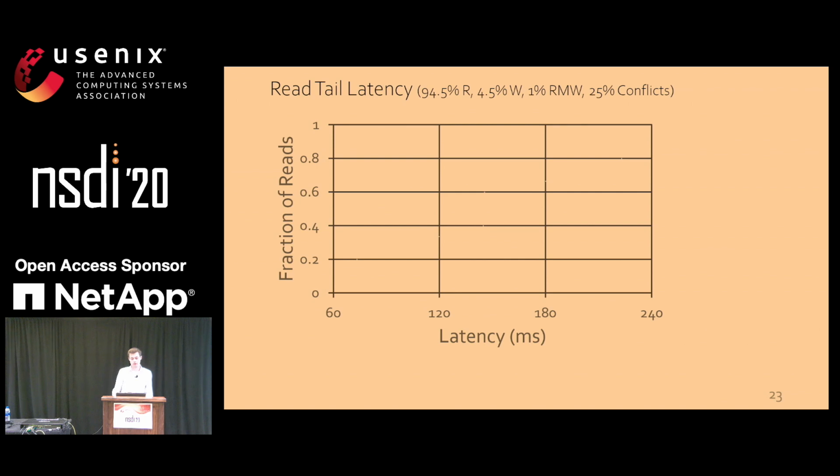To investigate read tail latency, we ran a read-heavy workload representative of real applications against each of these systems. This figure shows the cumulative distribution of read latencies for the experiment. Latency is on the x-axis, and the fraction of reads achieving a given latency is on the y-axis. Further to the left is better, and in particular, further to the left for the top percentiles corresponds to better tail latency.